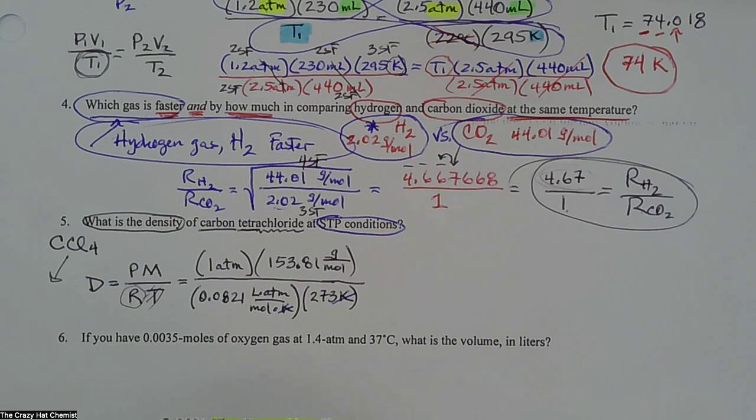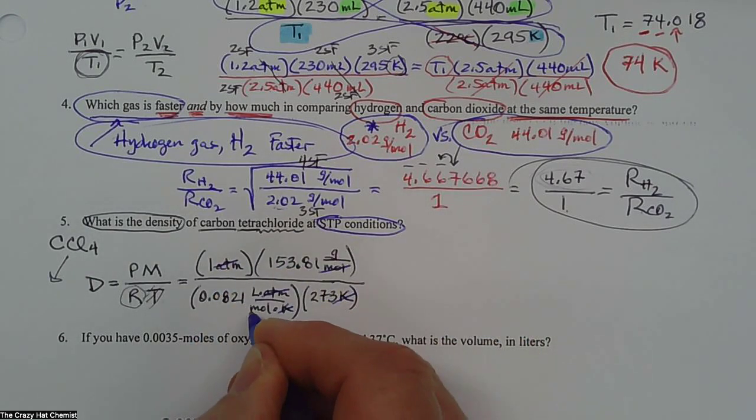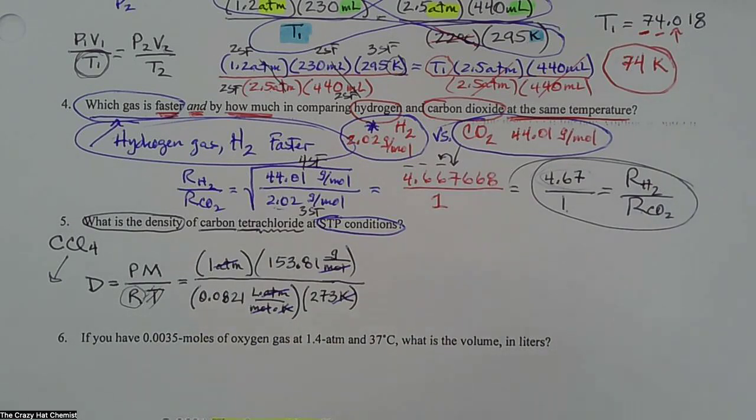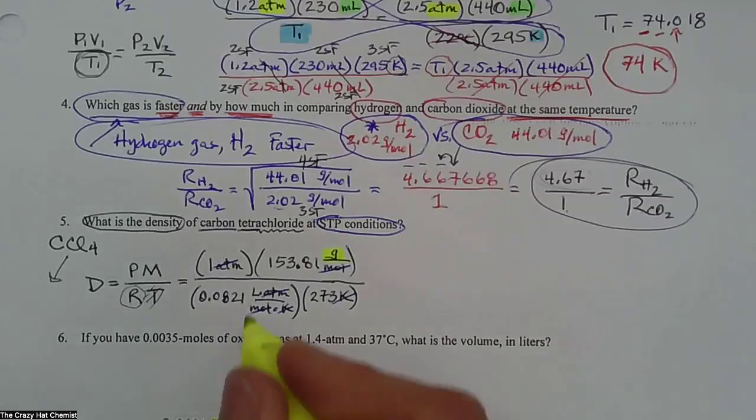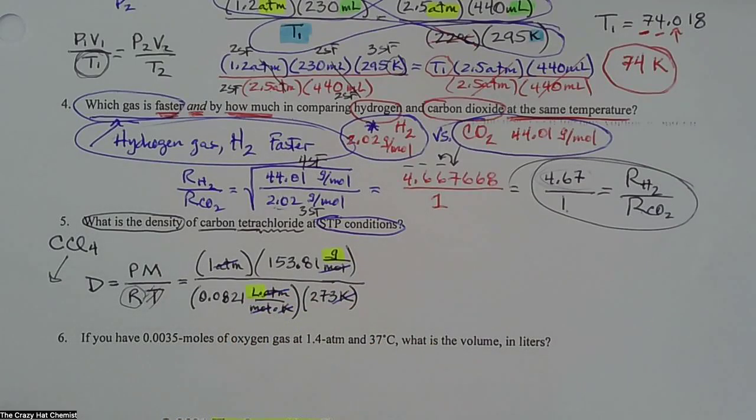Now, what we're going to do is cancel out the units of atmospheres. We're also going to cancel out the units of moles. What units are we left with in the numerator? Grams. What units are we left with in the denominator? Liters. So that is a mass per unit volume. That is most certainly a density.